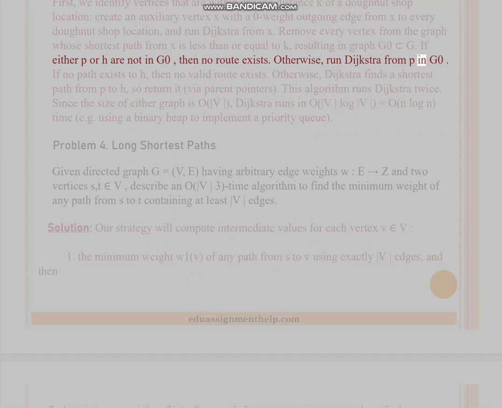Otherwise, run Dijkstra from P in G0. If no path exists to H, then no valid route exists. Otherwise, Dijkstra finds the shortest path from P to H, so return it via parent pointers. This algorithm runs Dijkstra twice. Since the size of either graph is O(V), Dijkstra runs in O(V log V) = O(n log n) time, e.g. using a binary heap to implement a priority queue.